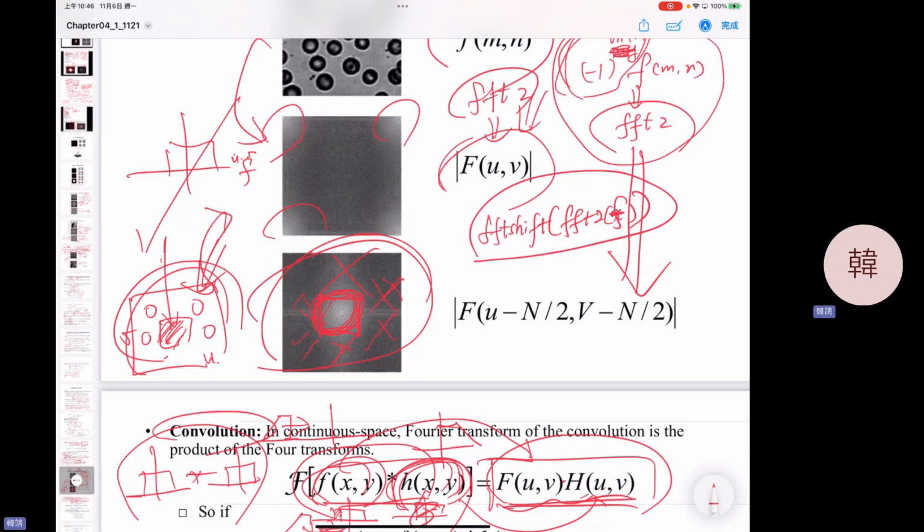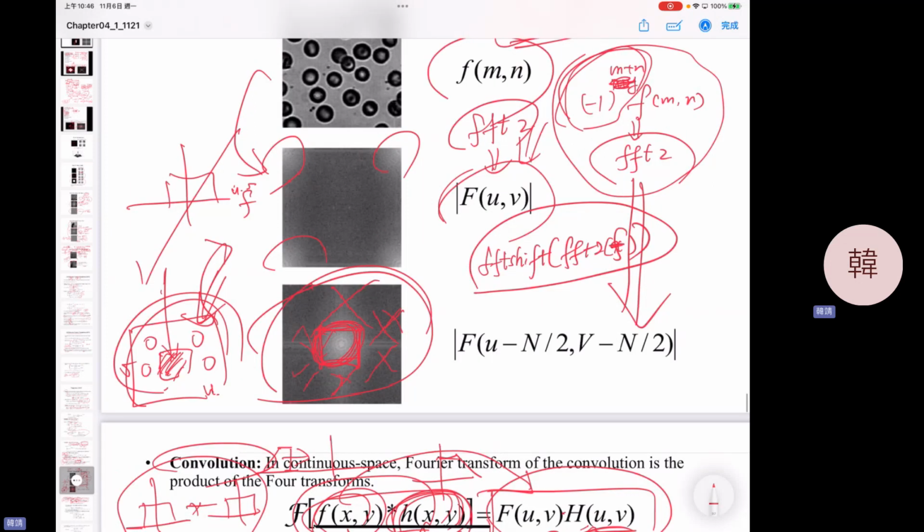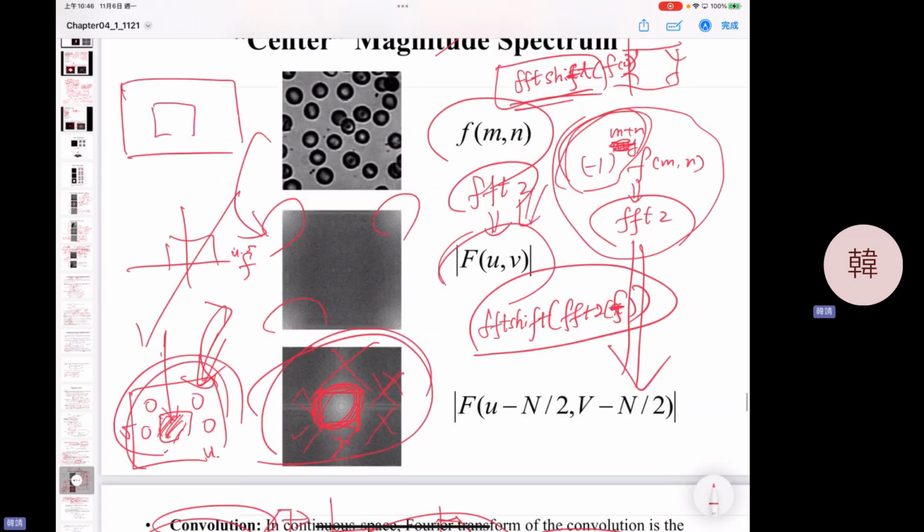If you want a high pass filter, how do you design it? You design a mask and discard the center, only this part left, and multiply it with the spectrum. The result will be that only the high frequency components remain, and all the low frequency components are discarded. If you know the image, all the edge information is in the high frequency components, so you get something like edge detection.